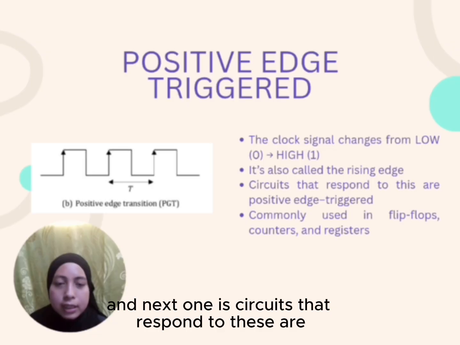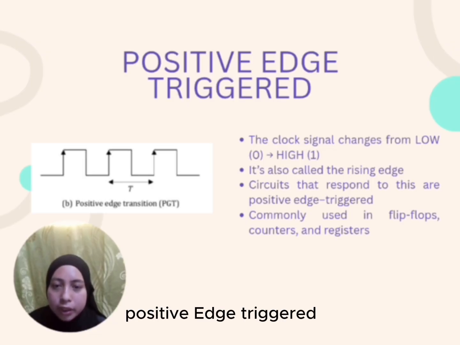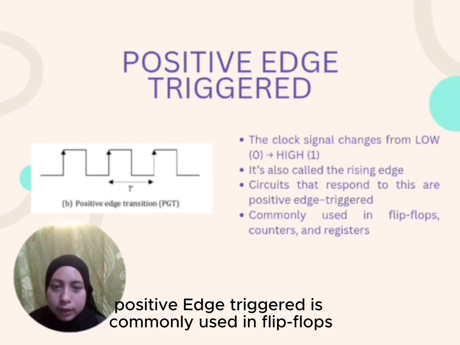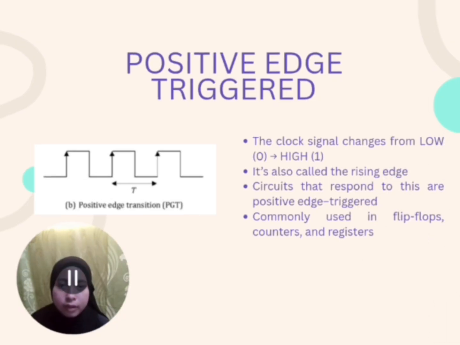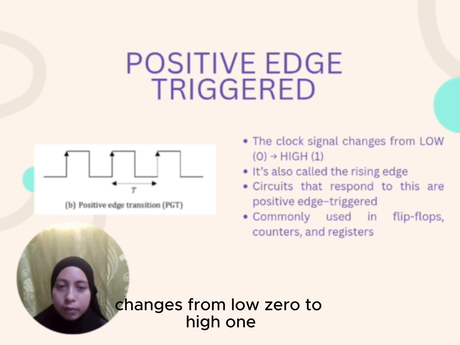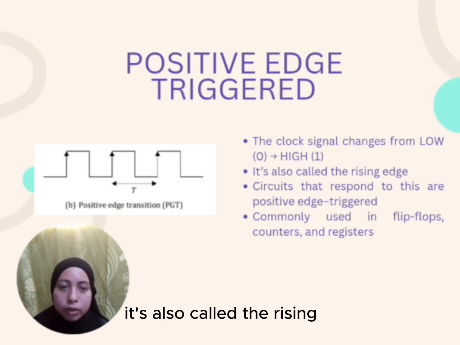And next one is circuits that respond to this positive edge trigger. And the last one, this positive edge trigger is commonly used in flip-flops, counters, and registers. For positive edge trigger, the clock signal changes from low 0 to high 1. It's also called the rising edge.